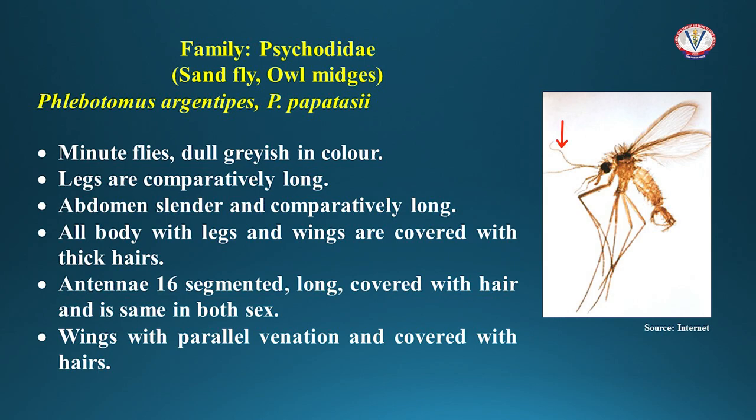Antenna is 16 segmented, long, covered with hairs and is same in both sexes. Wings with parallel venation and covered with hairs.